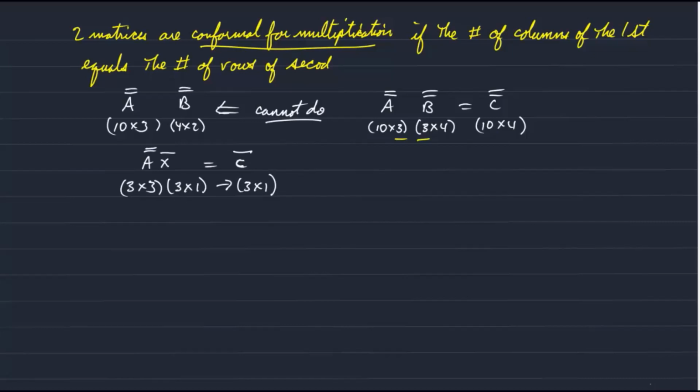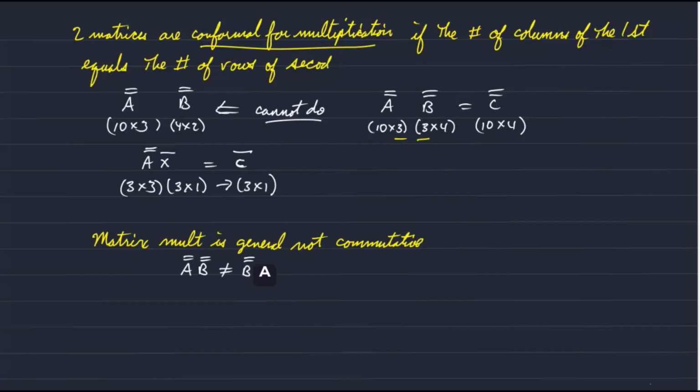And because of this rule of conformality, you should notice that matrix multiplication is in general not commutative. Unlike normal multiplication of numbers, you can't reverse the order in general of two matrices when we do this, and have those two be equivalent.